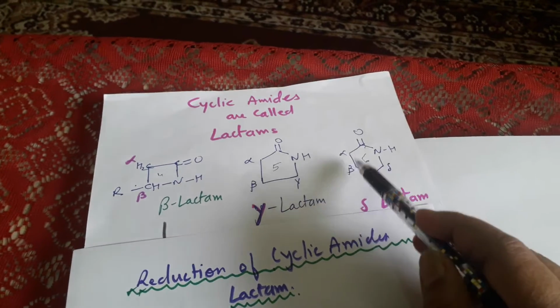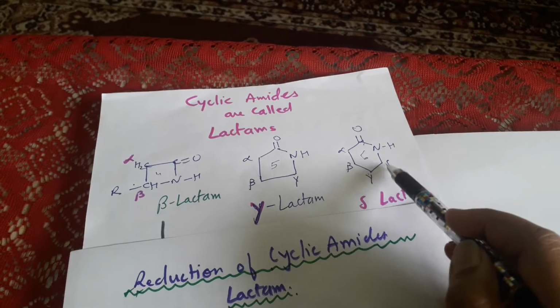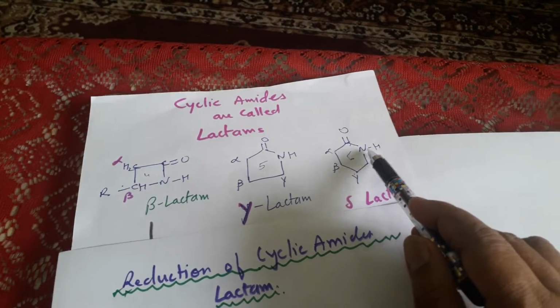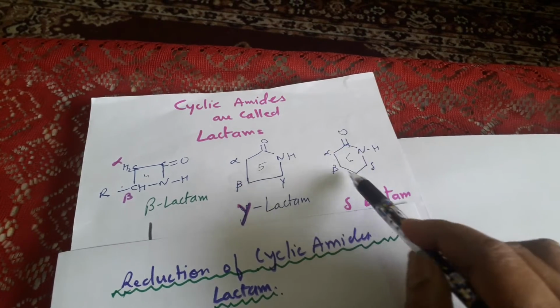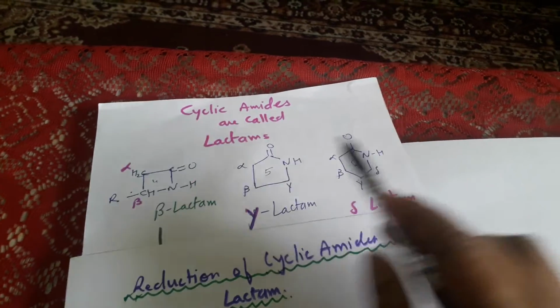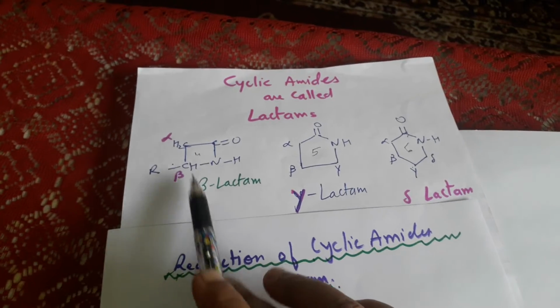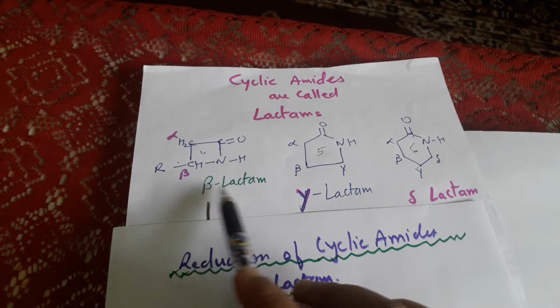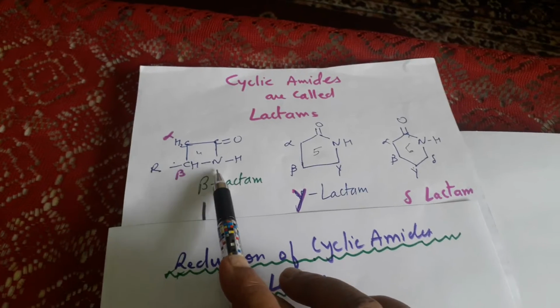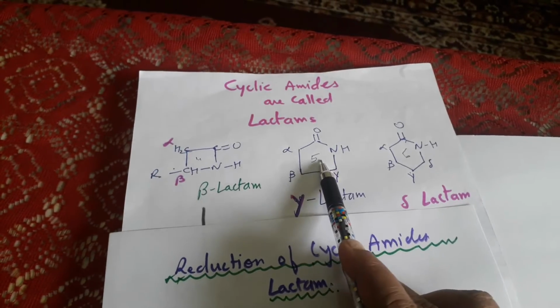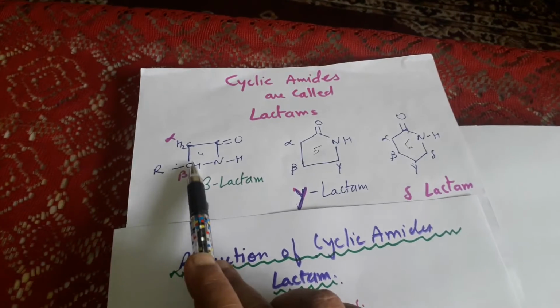Here 1, 2, 3, 4, 5. 5 carbons. So although it is a 6-member ring, since nitrogen is also present inside the ring, in total we call it a 6-member ring. This is a 5-member ring and this is a 4-member ring. So in this 4-member ring the amide group is present, a cyclic amide, and it is beta lactam, and then this is gamma lactam. Okay, cyclic amide.